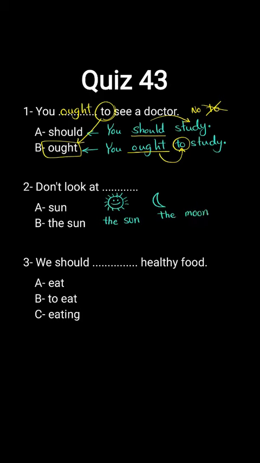We use the with a thing when it's unique, when there's only one of it in the world. Another example, the sky, because there is only one sky in the world. And we can also say the world, okay? So the answer here is the sun. Don't look at the sun.